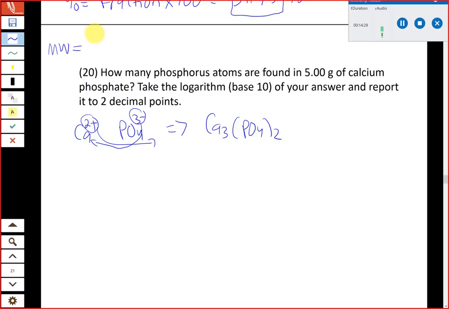So we have 3 calciums, and if we go to the periodic table, you would find that the atomic mass of calcium is 40.08. So that's calcium. The formula of this compound has 2 phosphoruses. Each phosphate has 1, and there's a total of 2 of them. So that's going to be 2 times the atomic mass of phosphorus, which is 30.97.